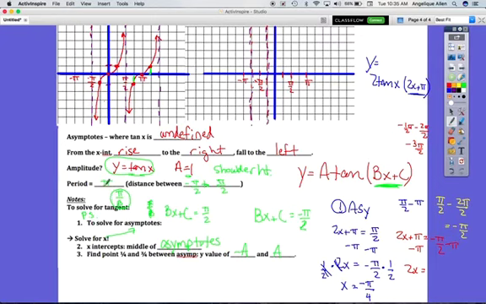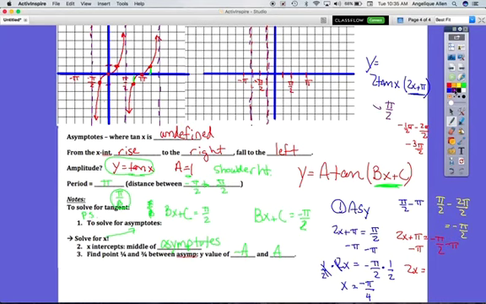If we wanted to find the period, pi over b in this case is pi over 2. So pi over 2 is the new period, and if you'll notice, pi over 2 is 2 boxes, so the period is 2 boxes instead of 4 boxes. So that makes sense. So this kind of takes care of the period as well.